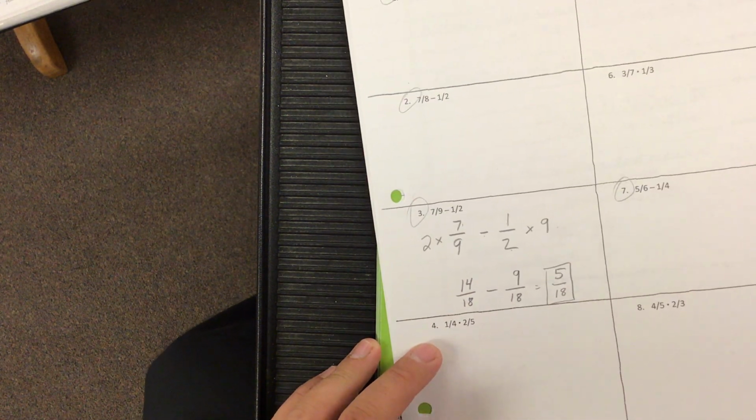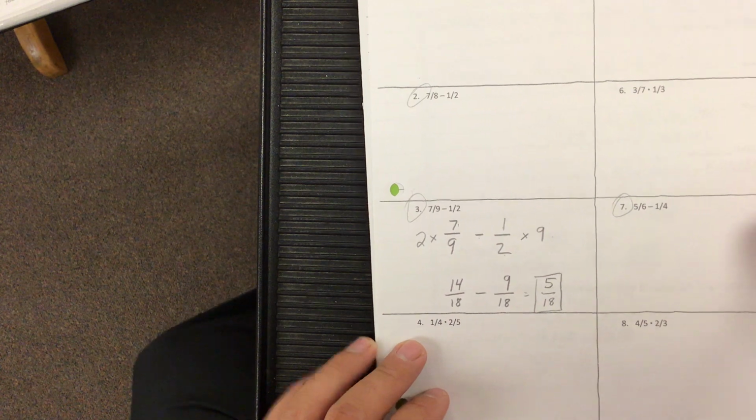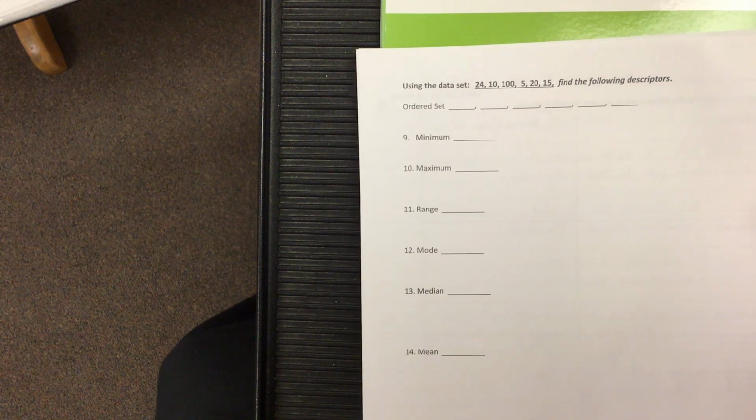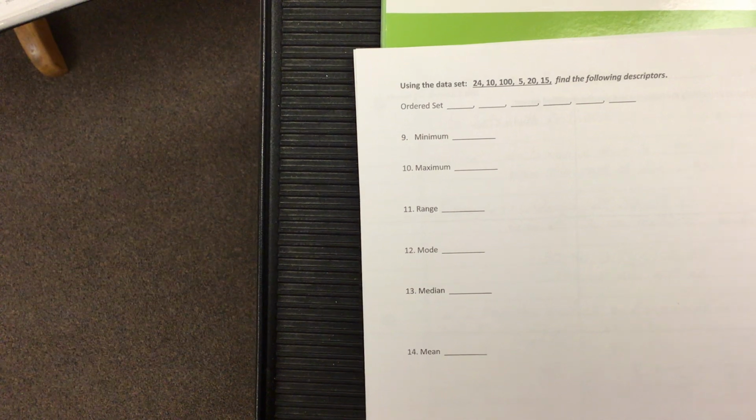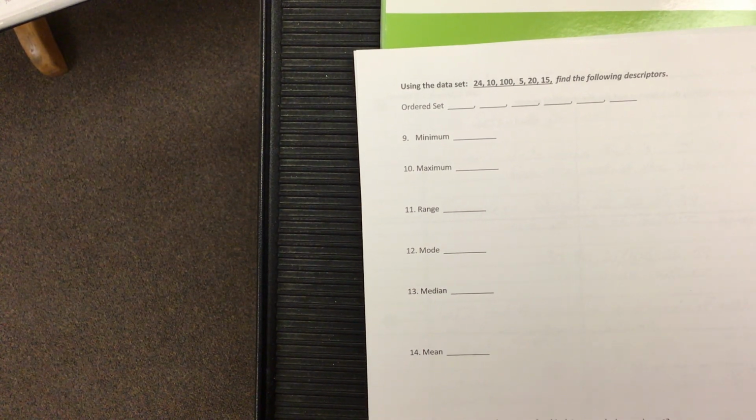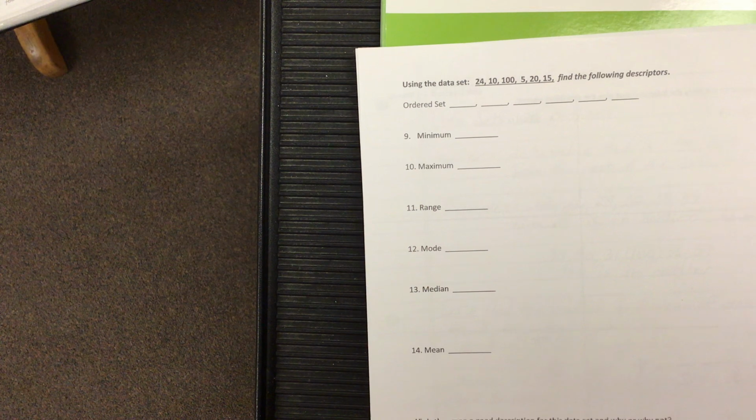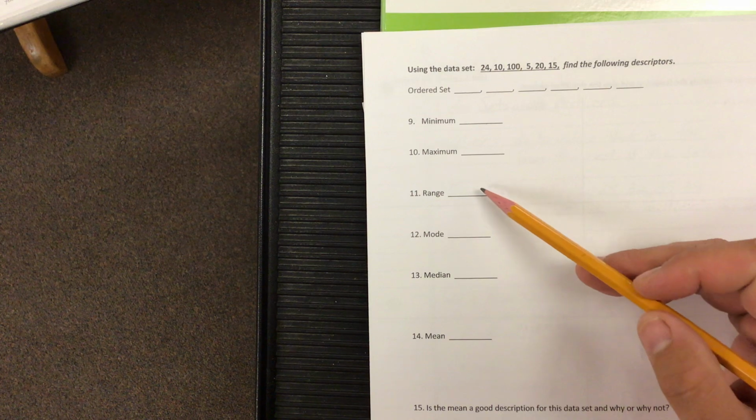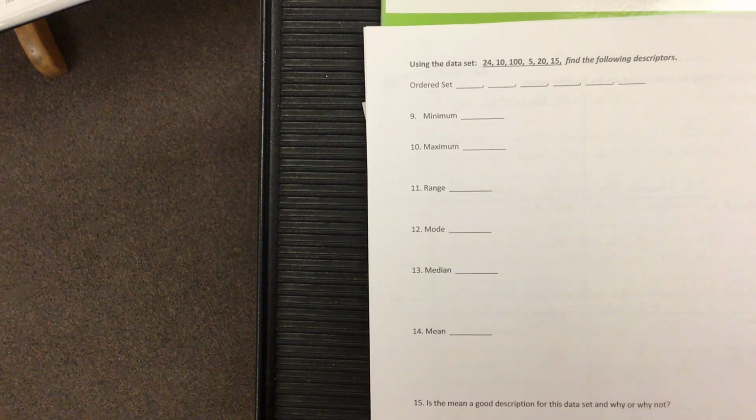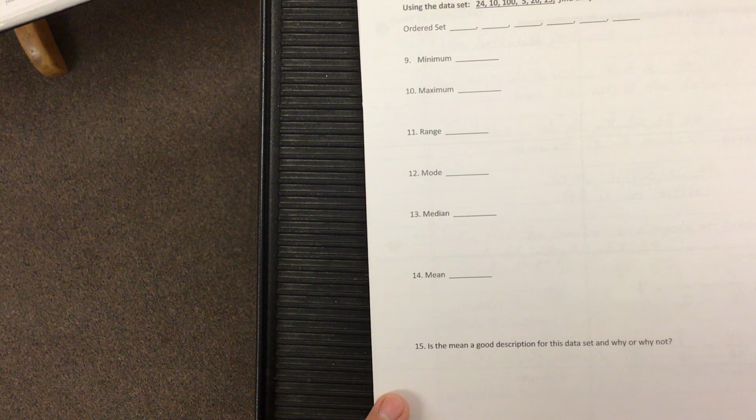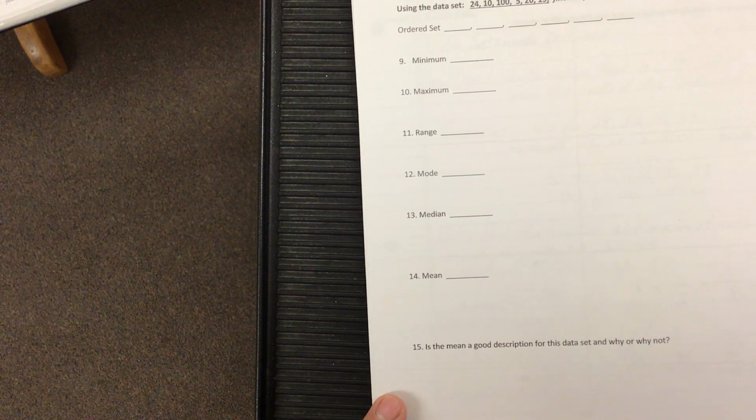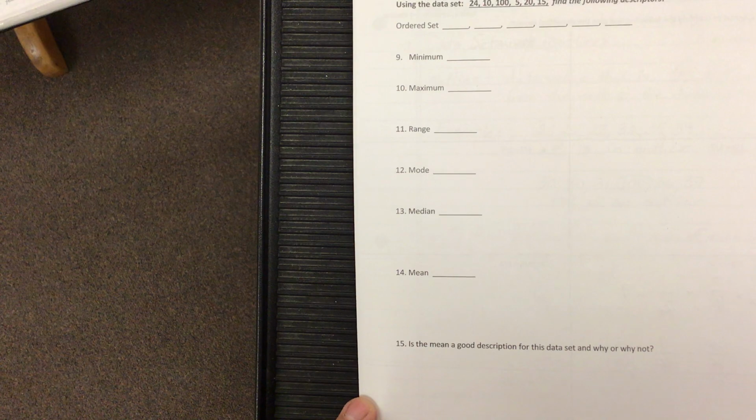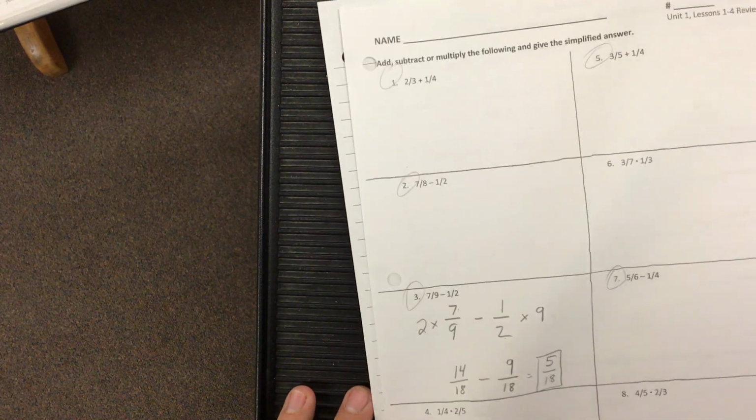Okay, now the rest, I want you to do them. The back page is giving you an example of the data sets that we've talked about. Your first step, write them in order. Put the numbers in order. Then it's asking you for smallest number, biggest number, range, mode, median, mean. Is the mean a good description for this data set? And then yes or no and why. So 15 questions, we already did one together.